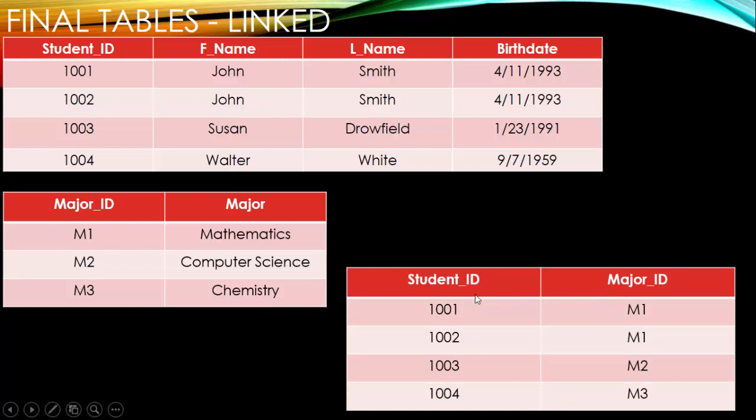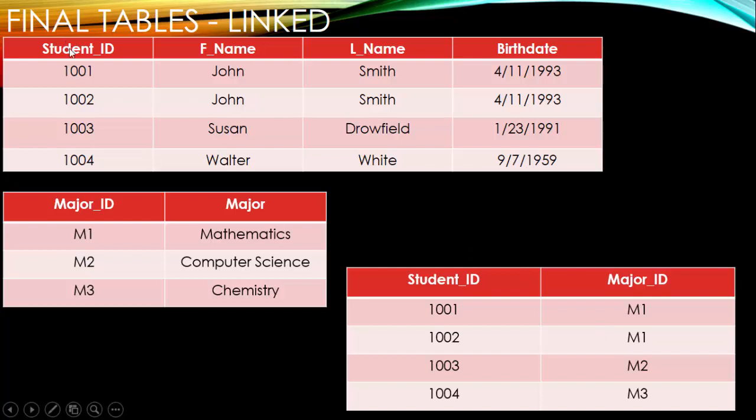This is a composite key, which means for the same two columns of data, there will never be a repeat. Each row is unique. M1 appears more than once, but because it's a composite key, we have student ID 1001 taking M1. We also have 1002 taking M1. So this allows me to see the major they have chosen.